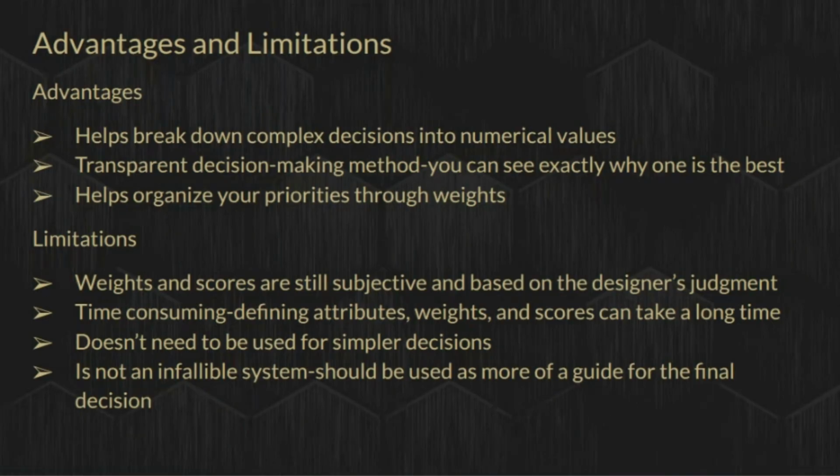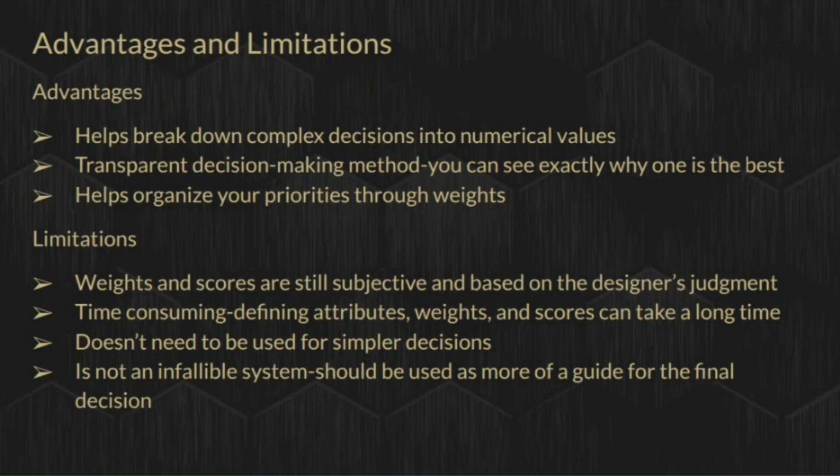As for advantages and limitations of using decision matrices, there are a few significant advantages. These are that it helps break down the complex decision of which potential solution you're going to use into numerical values, which are a lot easier to interpret. It's also a very transparent decision-making method, so you can see exactly why the potential solution that you've selected is, according to this decision matrix, the best one, and it also helps you organize your priorities through weights.